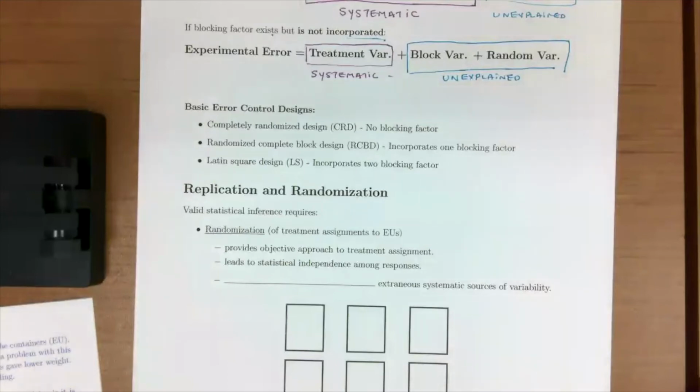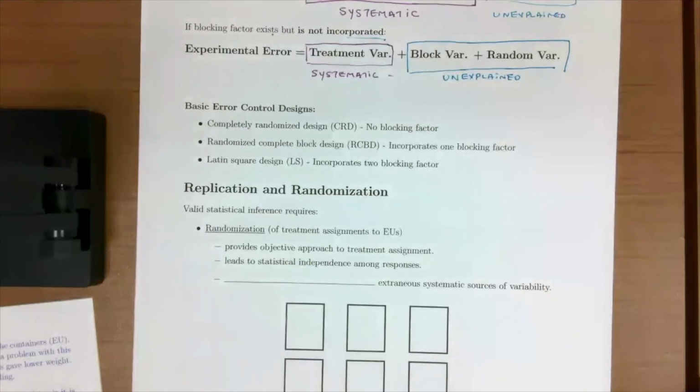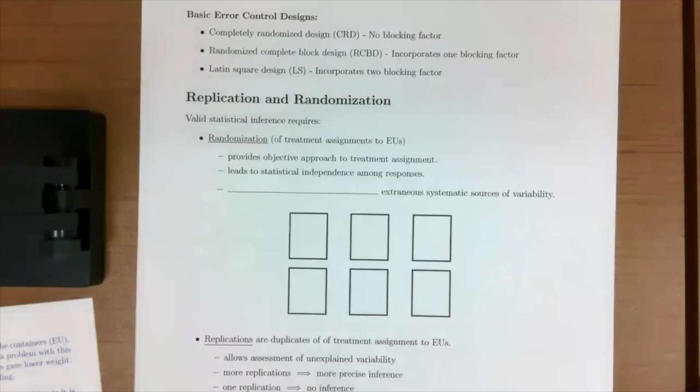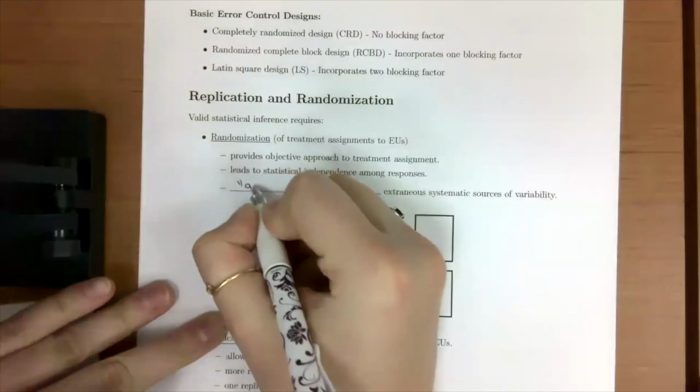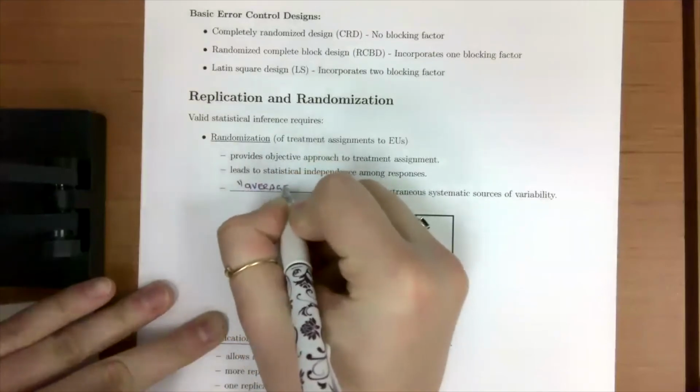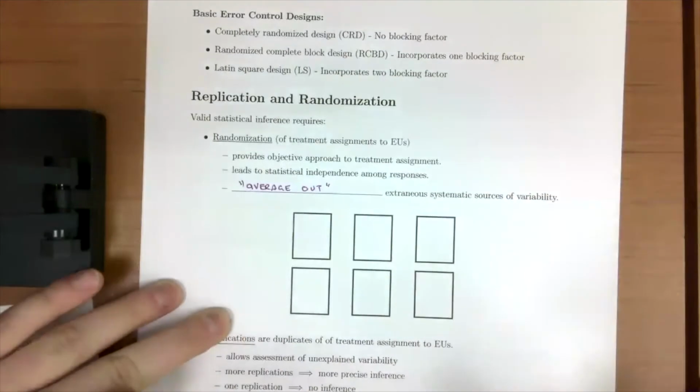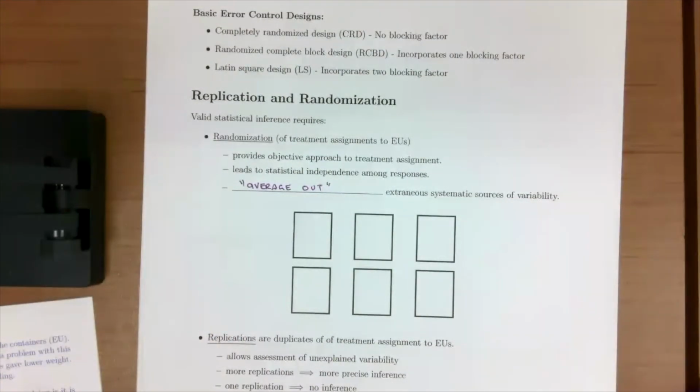Okay, now, something that's very important to the validity of any inference are 2 terms called replication and randomization. So randomization is when you randomly assign treatments to the EUs. This is going to help us provide an objective approach to treatment assignments. It's going to lead to statistical independence among responses. And more importantly, it's going to average out things that we didn't even think of.